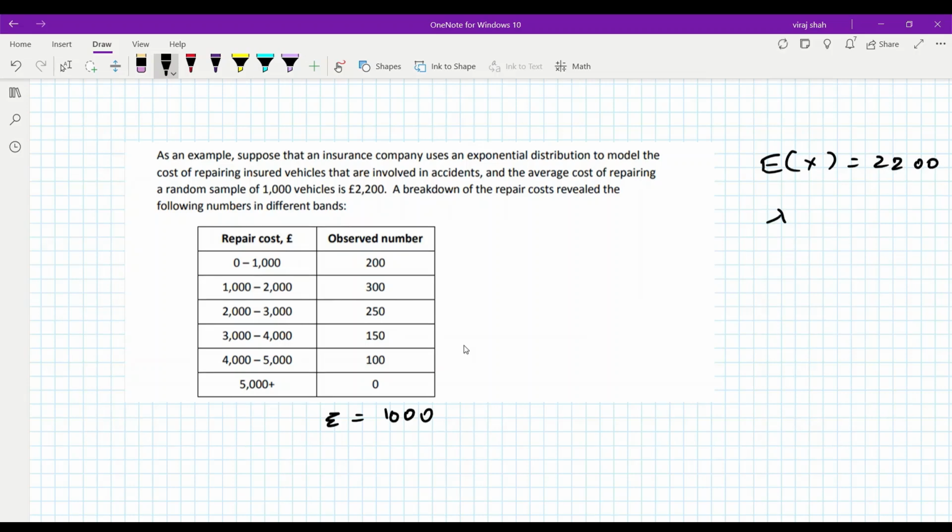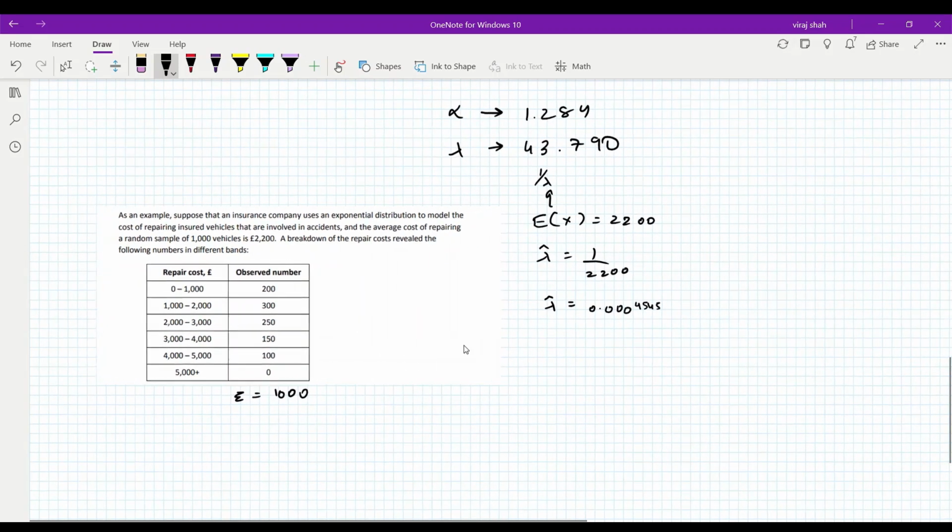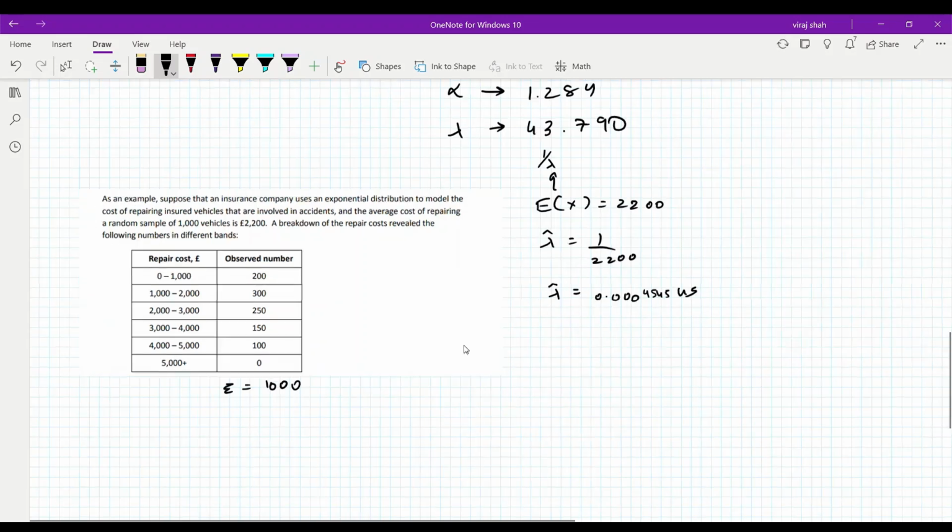Therefore, your lambda hat would be nothing but 1 upon 2,200. Why? Your expectation of x is 1 upon lambda. It is told that it's an exponential distribution, therefore that is the mean of an exponential distribution. You will get your lambda hat as 0.1230454545 and so on. Easy, right?